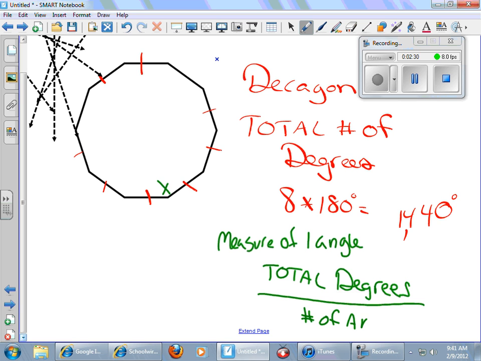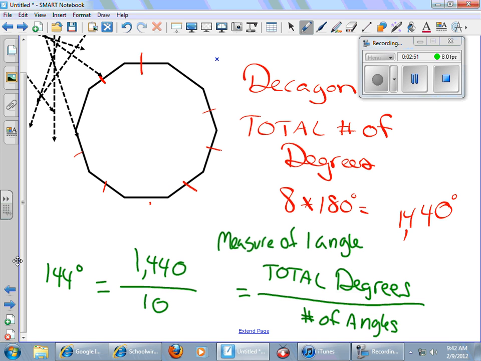This only works when it's regular. Remember, regular means all angles and all sides are the same. If it's not regular, I have to do a little more. So the total number of degrees in this case is 1,440. There are 10 total angles, and that means that there are 144 degrees. X is 144. So I'll get rid of the X, and I'll put in 144 degrees.